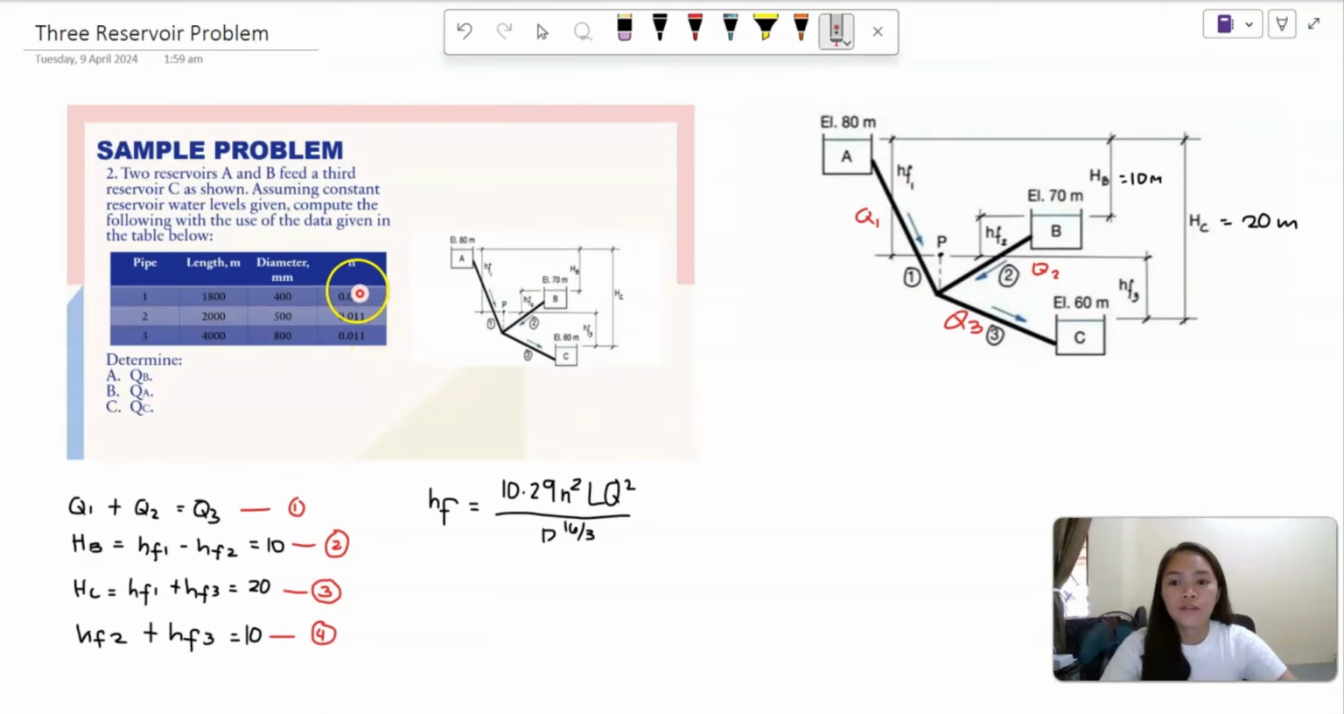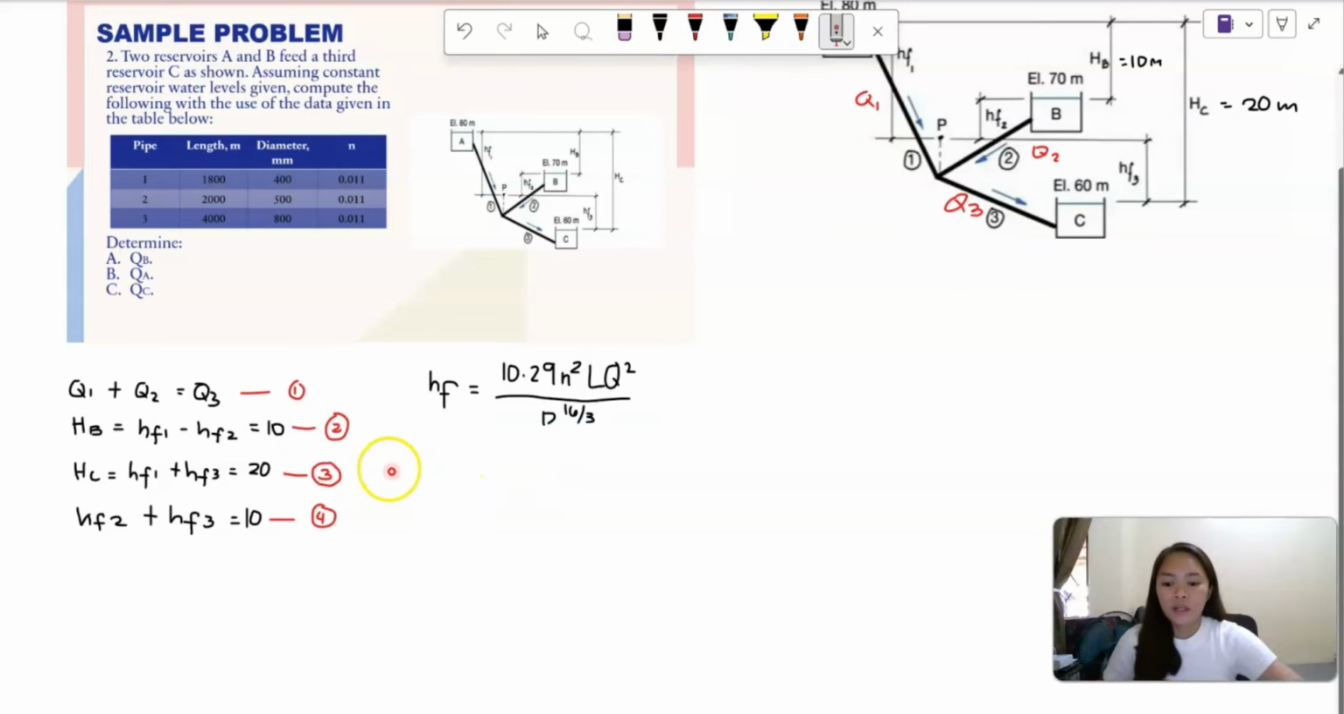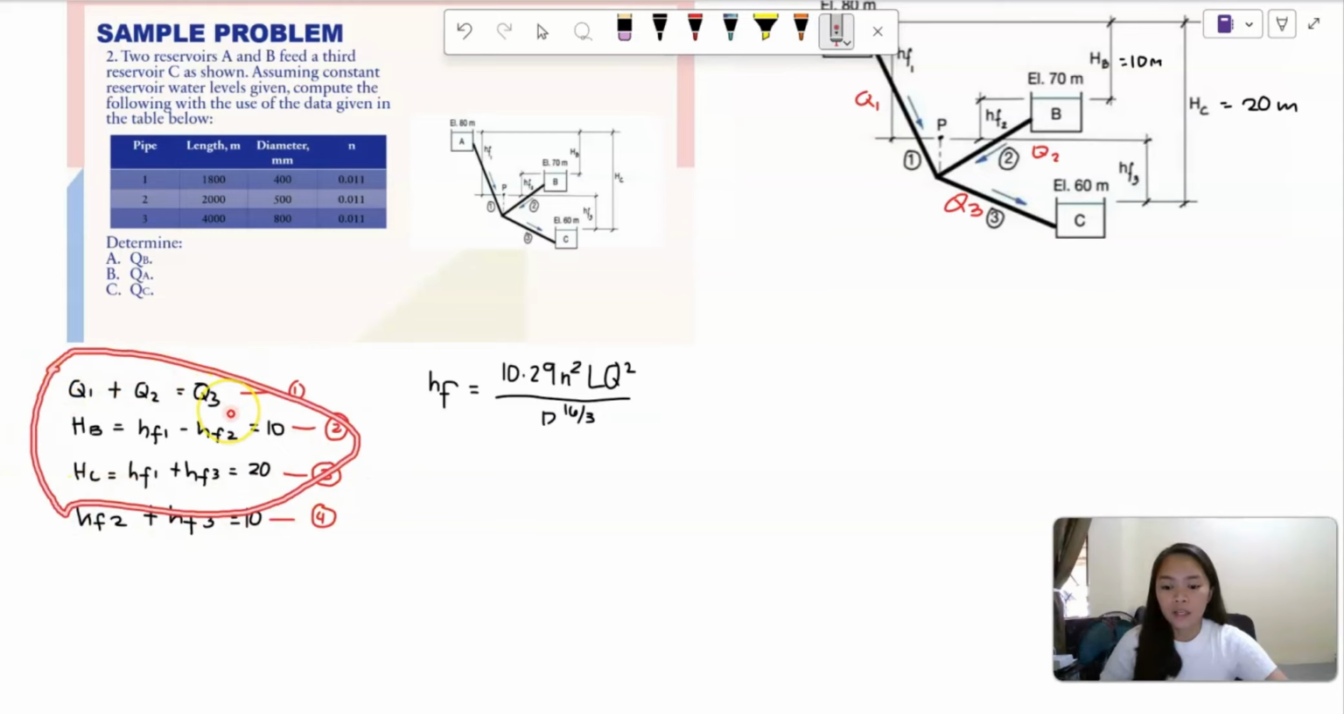Since we have a given roughness coefficient n, we will use the Manning's formula. Since we have the values of HB here and HC, as we can see in the relationships of these formulas, we can solve for the value of HF. Meaning we are going to get HF2 in terms of HF1 and HF3 in terms of HF1. And then afterwards use the first equation so that we can get the value of HF1. So let's do that by getting the Q equation.